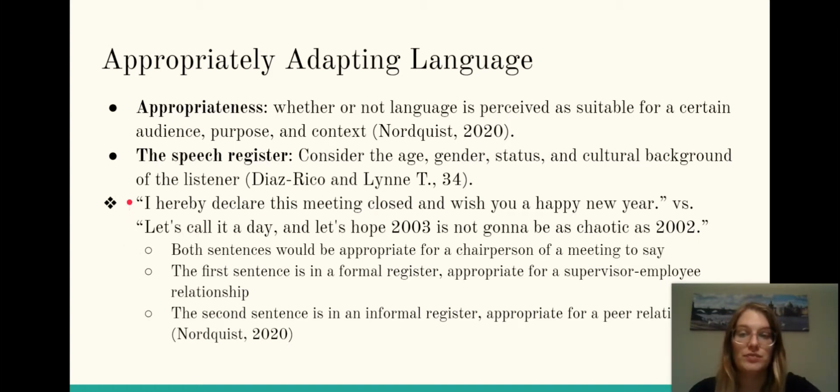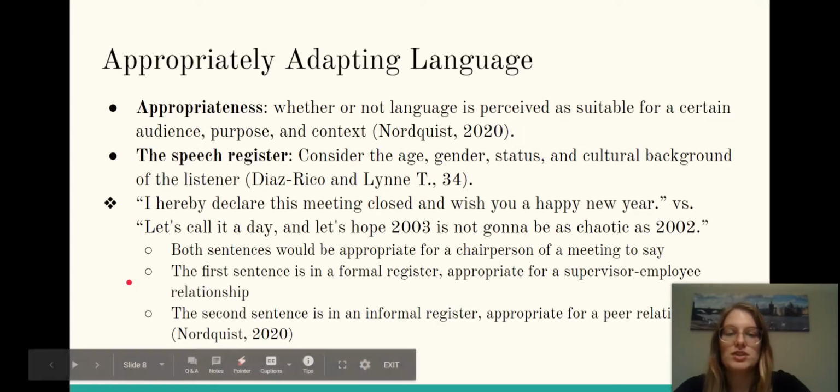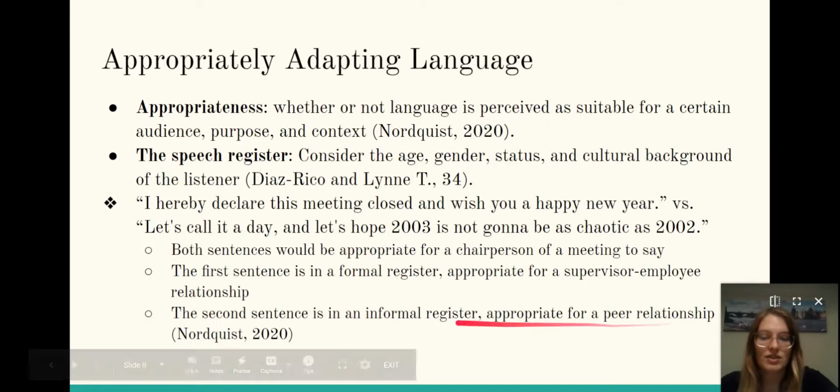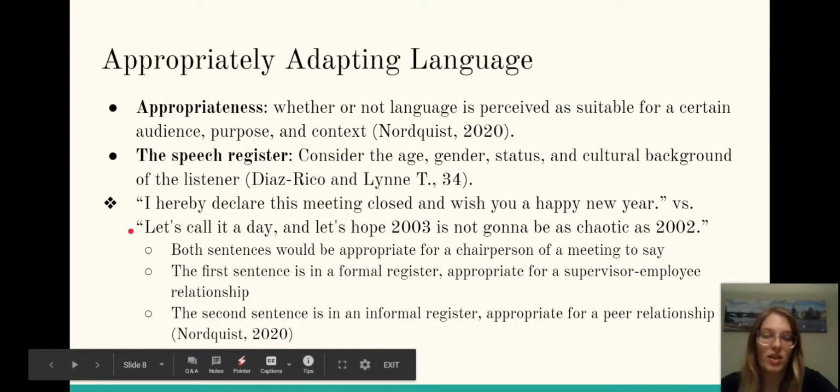The first one, though, this sentence is in a formal register. It's very grammatical, the grammar is perfect. "Hereby declare" is very formal wording to use to say I'm ending this meeting. So this would be more appropriate for a supervisor and employee relationship. Maybe your boss is speaking to you, and they're leading the meeting with some employees, and that's how they end the meeting.